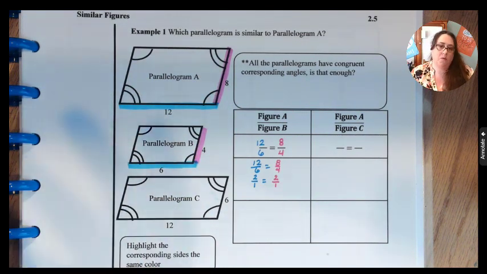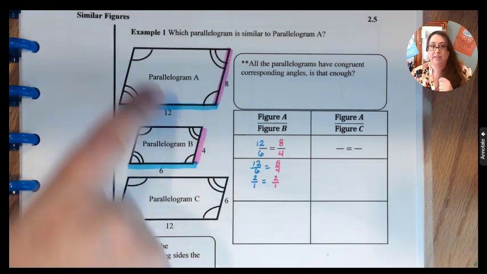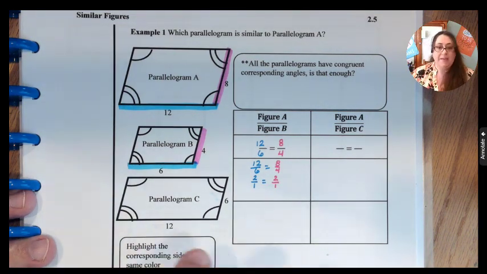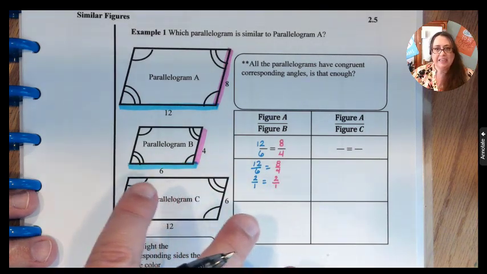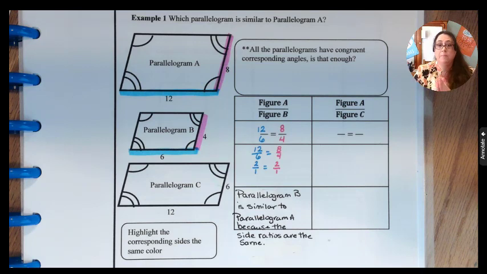It actually is a 1-to-2 ratio. So the similarity ratio here is 1/2. This is half the size of this, right? Because it got smaller. So we do need to be careful and pay attention to the fact it got smaller. So it's 1/2. Small little things to pay attention to. So yes, this is a similar figure. So we would say yes, parallelogram B is similar to parallelogram A because the side ratios are the same.